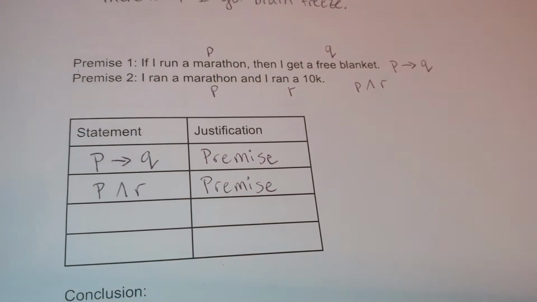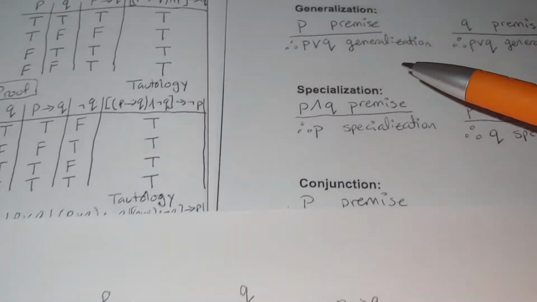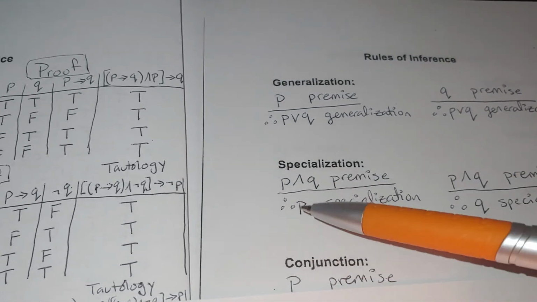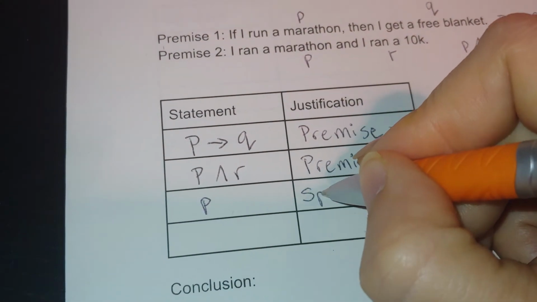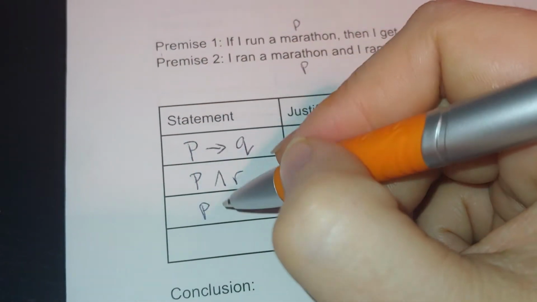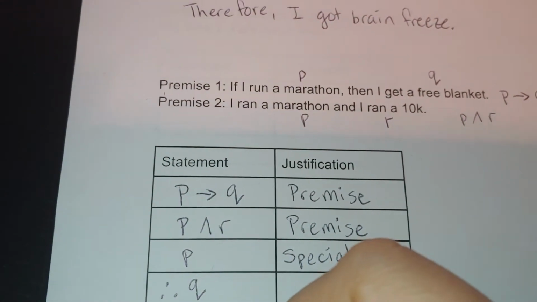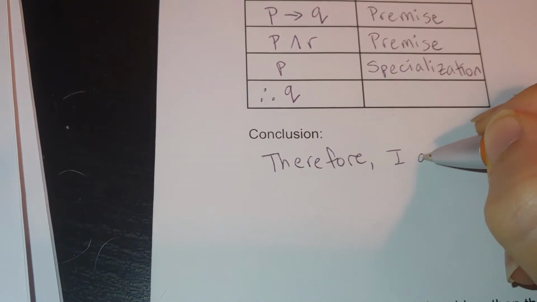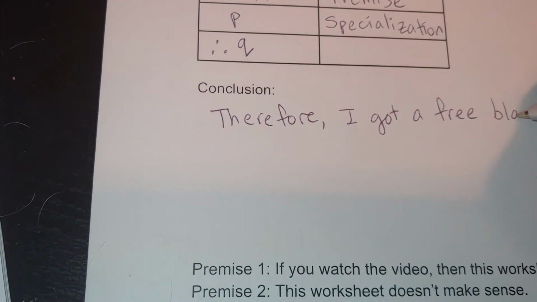Okay, so here, R doesn't help me much. I need to say that P is true. But remember that specialization lets me say that if P and Q are both true, then P is true. So if P and R are both true, I can just say that P is true by specialization. Oh, well, now that P is true, therefore Q is true. So therefore, I got a free blanket.